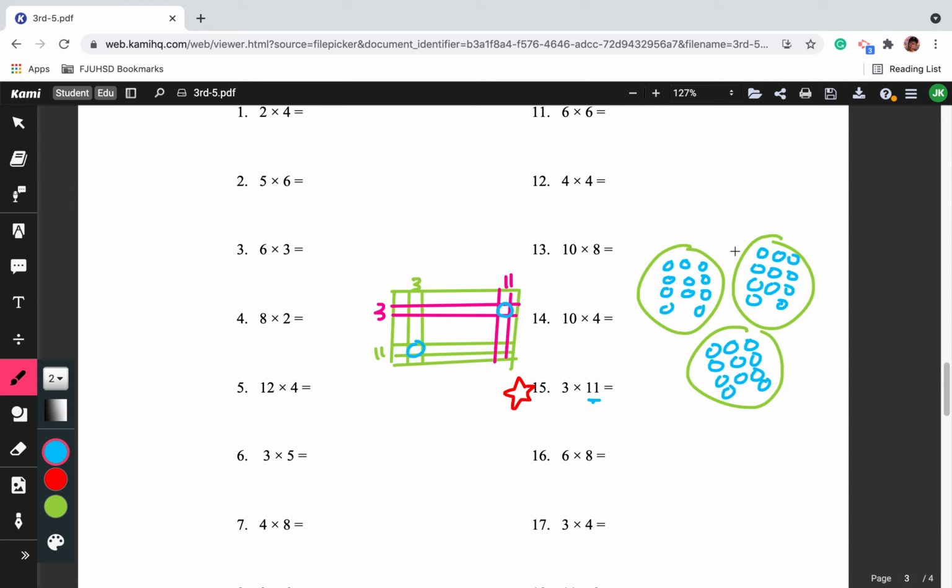So if we count all the dots in total, that will be our answer. Or since we know each group has 11, 11 plus 11 plus 11 will equal the answer. So 11 plus 11 plus 11. 1 plus 1 plus 1 is 3, and 1 plus 1 plus 1 is 3. Therefore, the answer will be 33.